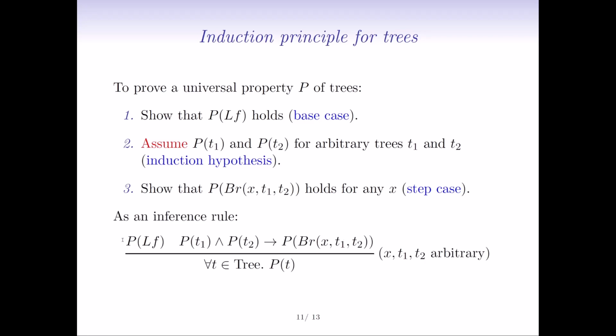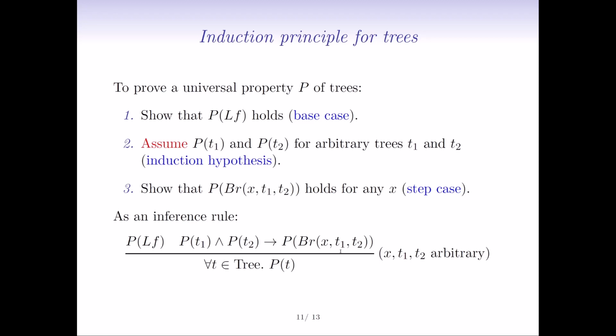The base case, again, there's two cases of the definition of a tree, and that gives us these two premises. So we have to show that P holds of a leaf, and that if it holds for the left and right subtrees of a branch, then it holds for the branch itself. So if it holds for T1 and T2, then it holds of a branch with data X, left subtree T1 and right subtree T2. So here X, T1, and T2 are all arbitrary. And the conclusion is that P is true for all trees.